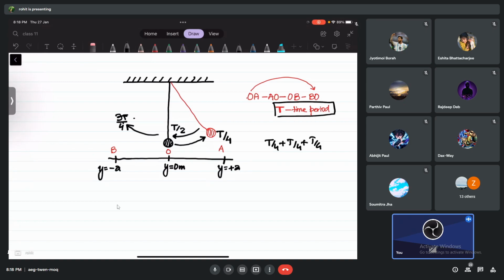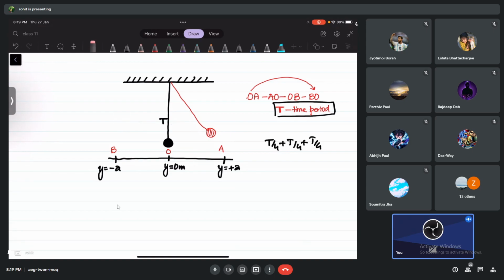And finally, when it reaches here, it's going to be how much, guys? T by 4 or 4 times of T by 4? 4 times of T by 4. That is nothing but what? T. That means it's going to reach the time period only, right? It reaches here. I think you understand, right? How I have divided this one motion into 4 parts. So I hope you understand the timings. So that is one thing.